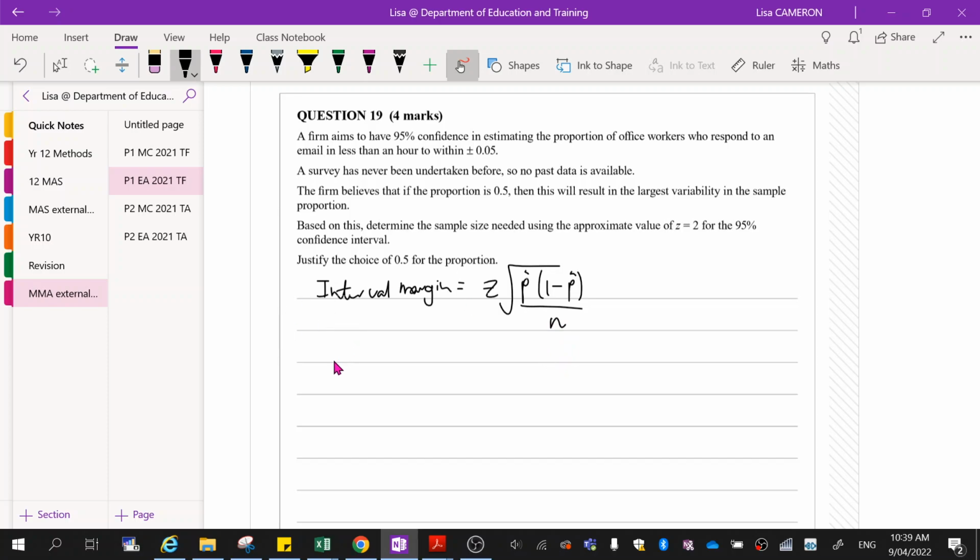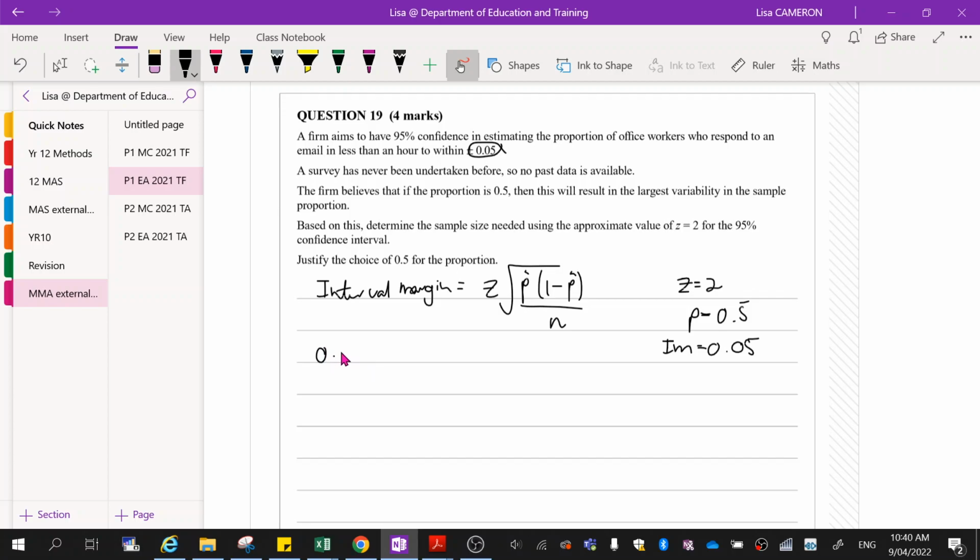Okay, so we would call it a confidence interval if we had the other bit to plus and minus around, but this is just the interval margin. So here it's told us that z is going to be equal to 2 because it's a 95% confidence. The proportion is 0.5, and the other number that we're given is that the interval is plus or minus 0.05. So that means the interval margin is equal to 0.05.